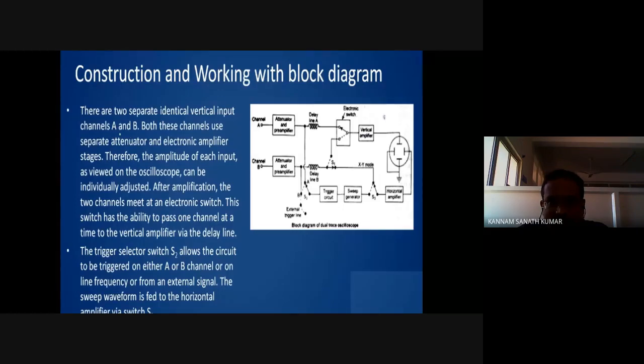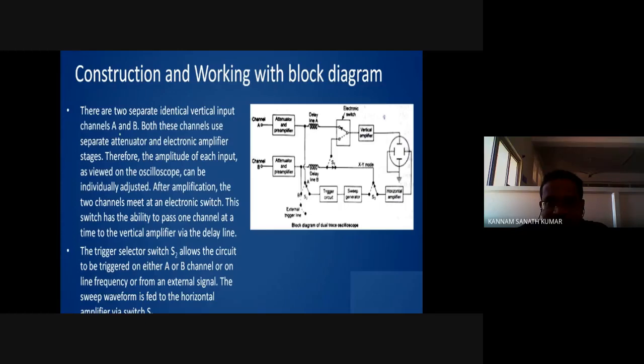What will the attenuator do? Previously we have seen the probes, the probe concept. It will attenuate high frequency or high voltage signals. Preamplifier means it will amplify the given signal, and it is given through the delay line.